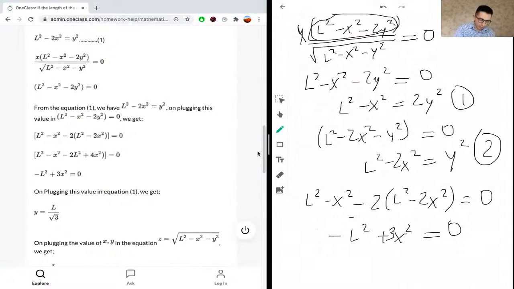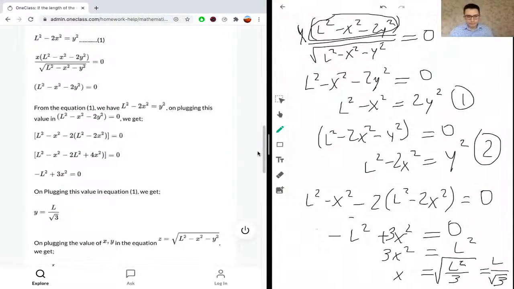And now we have the first kind of solution of our problem. We have 3x squared is equal to L squared, and then we'll divide both sides by 3, so we'll get L squared divided by 3 on this side, and then we'll also square root both sides, so if we had x squared, we'll square root x squared to get x. So this will give us L over the square root of 3. So that's the value of x.